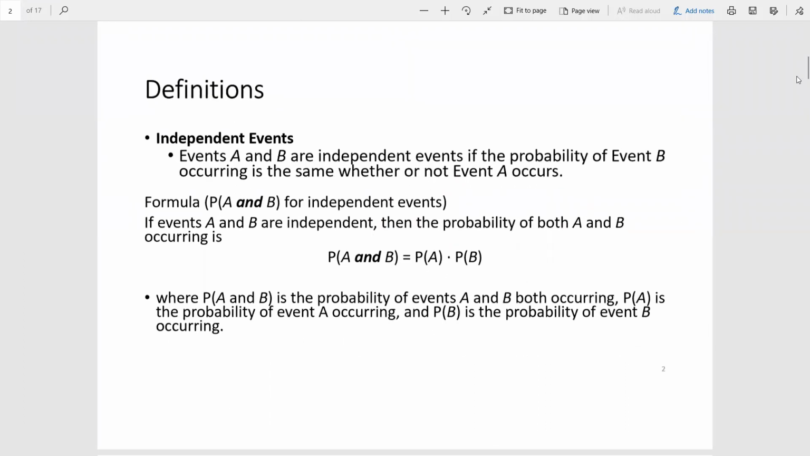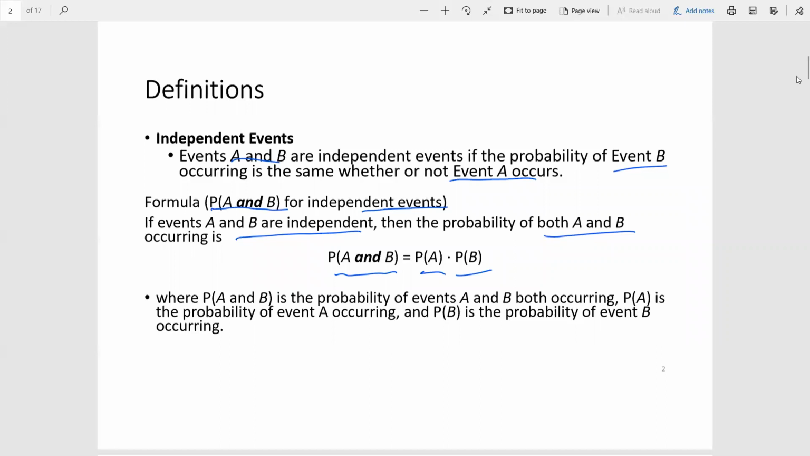We're going to talk about independent events. Events A and B are independent events if the probability of event B occurring is the same whether or not event A occurs. We have a formula called the probability of A and B for independent events, and it says that if events A and B are independent, then the probability of both A and B occurring, which is written as probability of A and B, is equal to the probability of A times the probability of B.